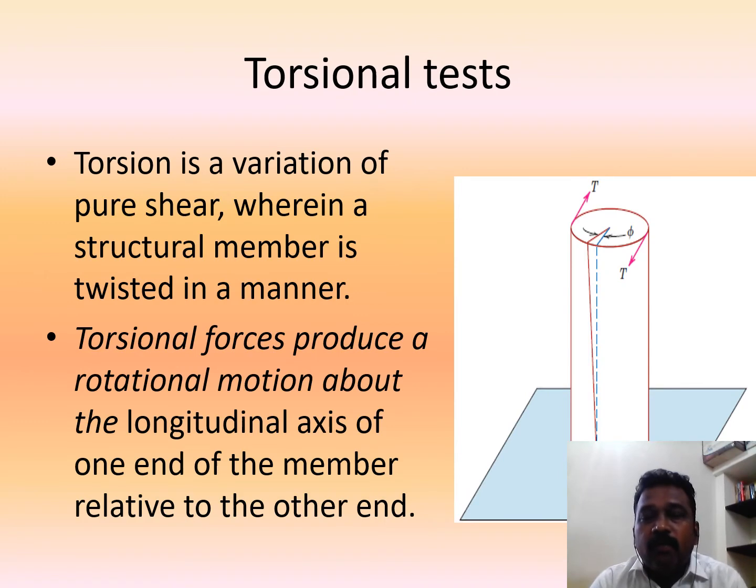So next one is the torsion test. As I told, it is a twisting moment, a twisting force. It is a variation of shear wherein the structural member is twisted through some angle phi. These torsional forces produce a rotational motion about a longitudinal axis of one end of the member relative to the other end. The other end remains stationary, fixed. So only one end is twisted through some angle phi by using the torque. That is rotational motion.